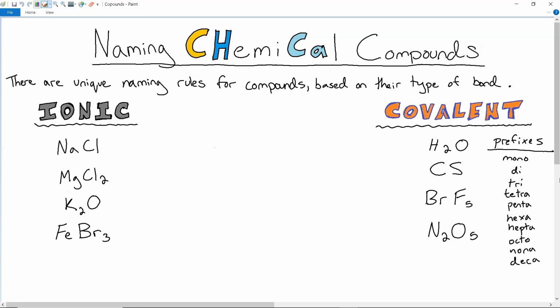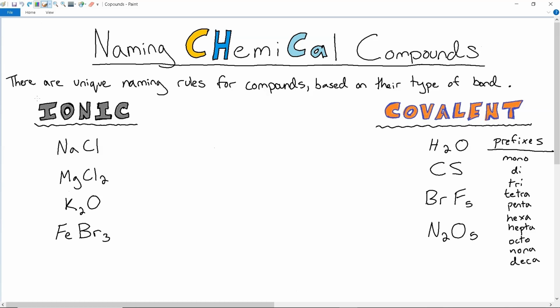Today is going to be pretty straightforward. I'm going to be going over how to name lots of different chemical compounds. So the core thing you need to know to name a chemical compound is to know what type of bond is holding the atoms together, because the naming conventions are going to be different based on whether we're dealing with ionic bonds or covalent bonds.